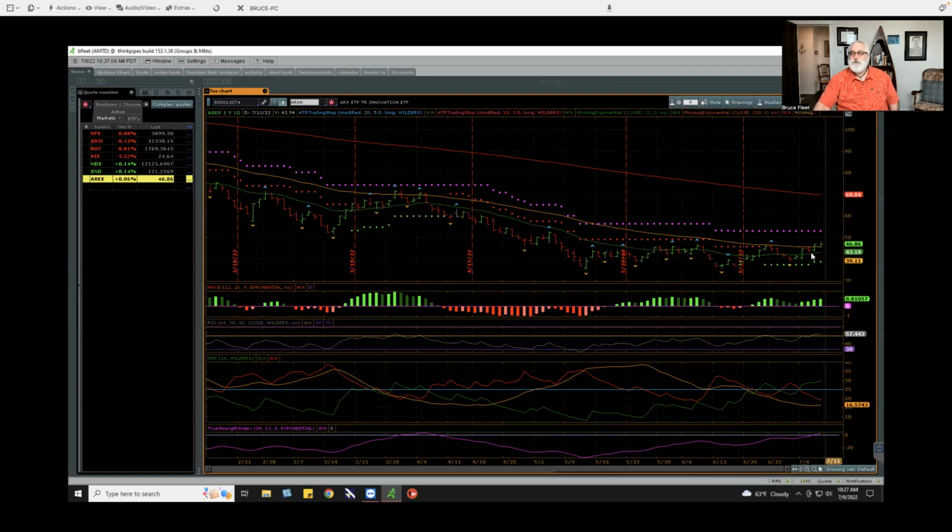I'm in a no trade zone right now. I still don't have my 20 above my 50. I need to see that. I need to get above these ATR dots, and then these other indicators need to show positive. So I just wanted to show you a potential trade on the horizon.